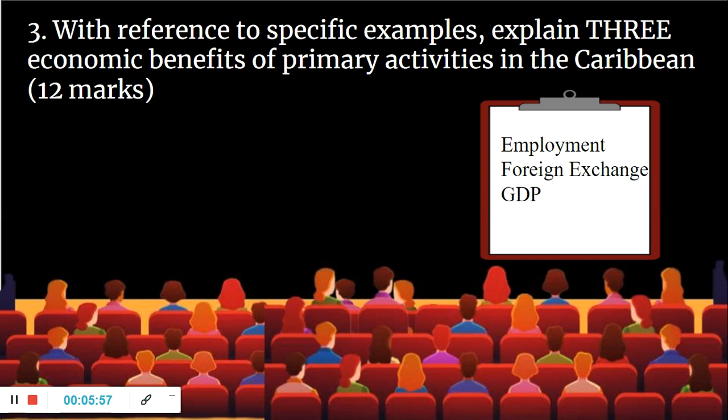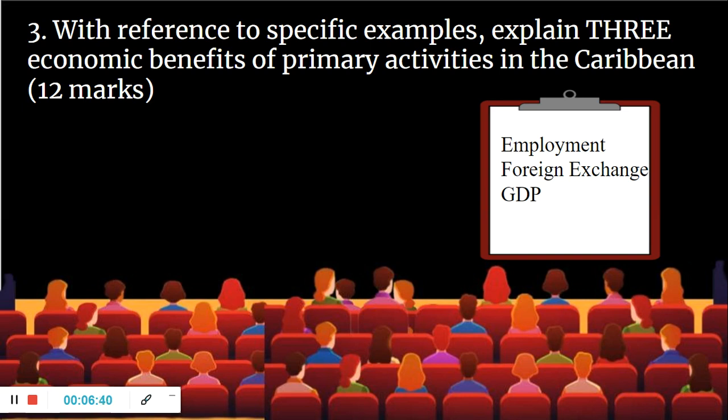All right. So if we're talking about employment, and when you are writing your answers, you want to make it as easy as possible for the examiner to go through and find the answers. So what you could do, you could start with these subheadings. So you could start with employment. So you write employment, and then you say what it is that you have to say about employment. You write foreign exchange, say what it is that you have to say about foreign exchange, and then you write GDP. So you want to organize how you answer your questions.